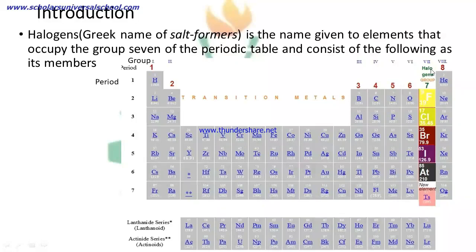And you can see them also at this column of the periodic table. This is fluorine, this is chlorine, this is bromine, this is iodine, and this is astatine. And you can see that the atomic number of fluorine is 9, that of chlorine is 17, bromine is 35, iodine is 53, astatine is 85. Now, this last element is a newly discovered element, so we're not going to talk about it in our discussion about the halogens because research is still going on about the element.